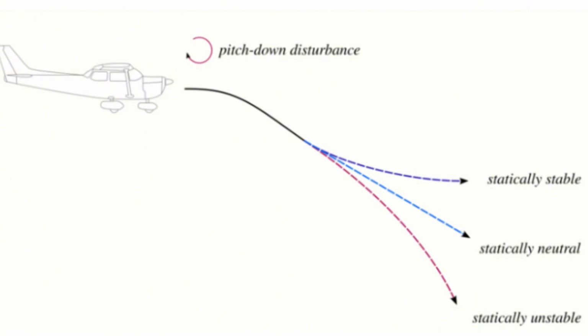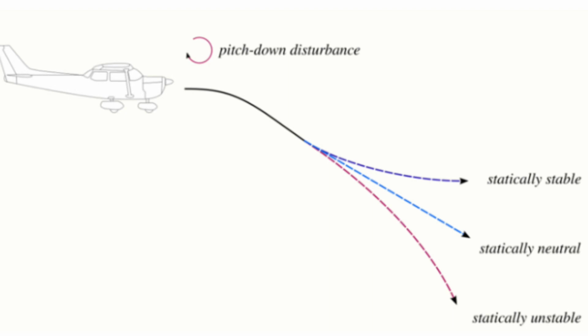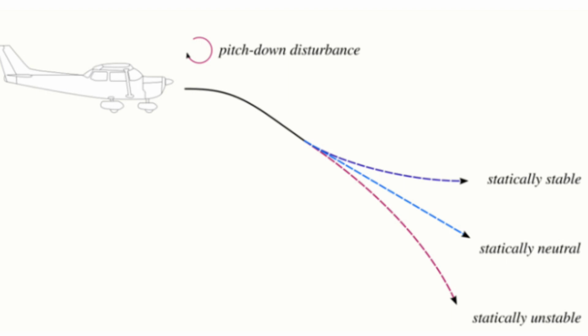For static, positive stability is the airplane's initial reaction to recover back to equilibrium or straight and level flight. Negative static stability is the airplane's initial reaction to go away from the equilibrium or straight and level flight. Neutral static stability is the tendency to remain in the airplane's new condition.